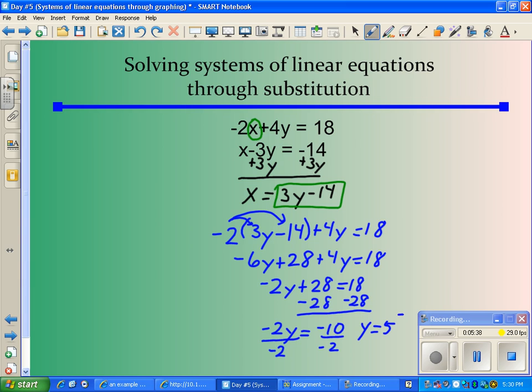Well, again, we're not done with that because we need to know what our x value is. So you can plug it into either one of the equations above. I'm going to choose the bottom equation. Again, you could do either one. So I'm going to plug in my y value of 5 in for y. Everything else is going to stay the same.